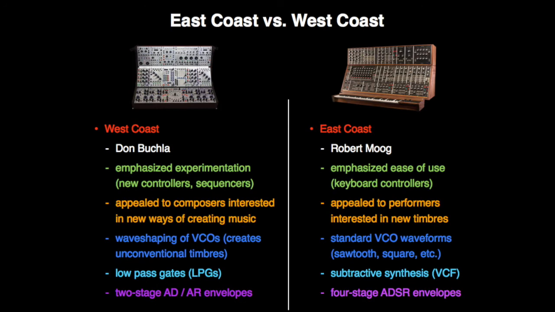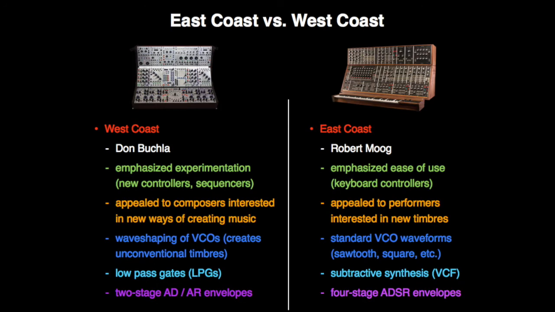And this is most apparent in his introduction of the keyboard controller. Moog's synthesizer was the first to introduce a keyboard controller. And so Moog's instrument really appealed to performers who were interested in new timbres. So we can hear things like this in Wendy Carlos's Switched on Bach, where she's taking really traditional music, music that at that point was, you know, 200 years old, and then performing it with this new instrument and emphasizing these new timbres. Buchla on the West Coast, however, he and his colleagues emphasize experimentation.